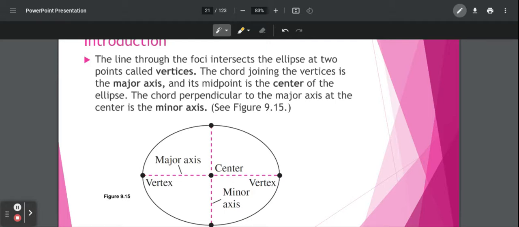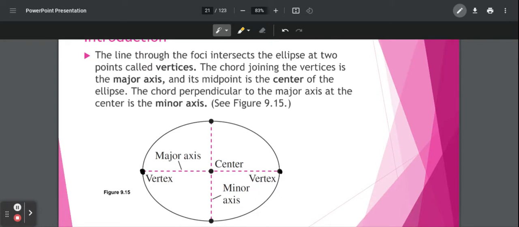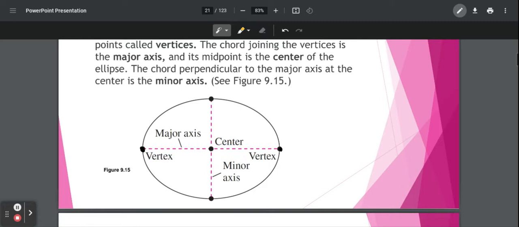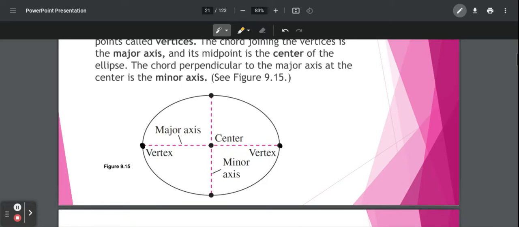Your vertices are on the major axis, which is your longer axis. And then the chord joining the vertices is called the major axis, and its midpoint is the center of the ellipse. The chord perpendicular to the major is the minor. So remember that the major is always the longer axis, and the minor is the shorter axis.